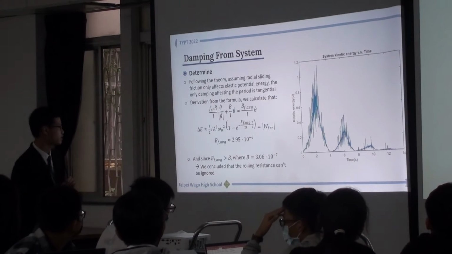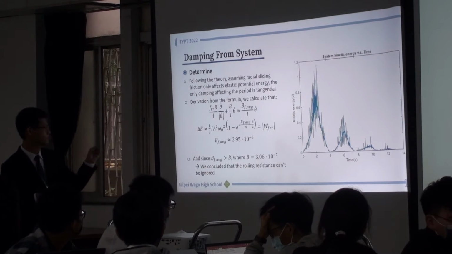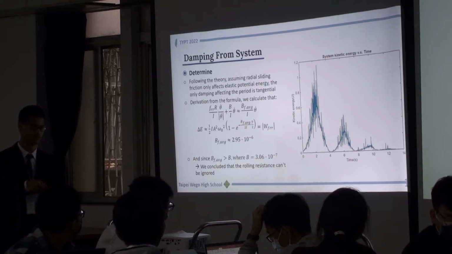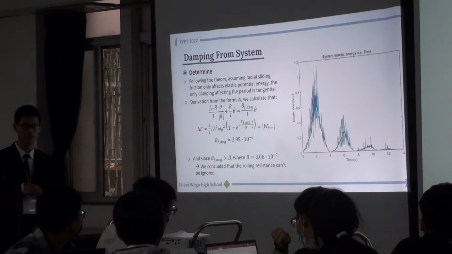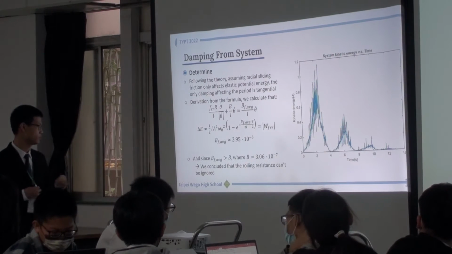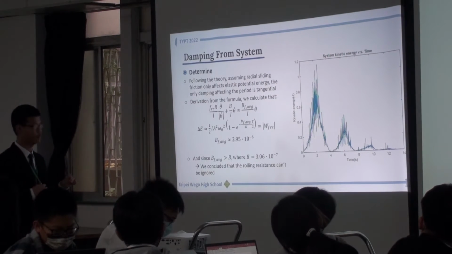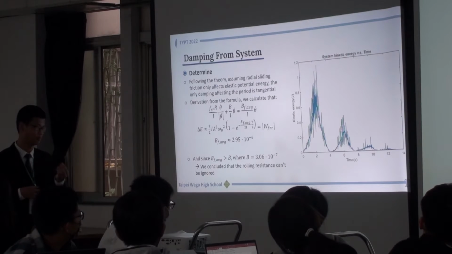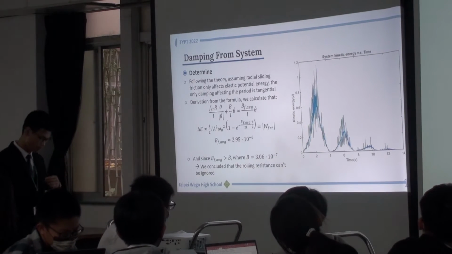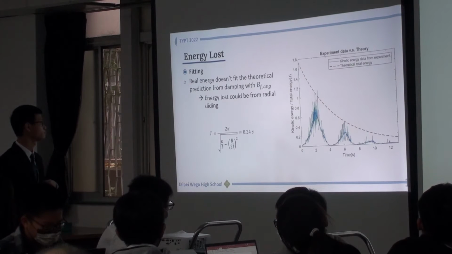And we can find that the actual B value is actually greater than the B value inside of a rubber band. So we can conclude that the rolling resistance cannot be ignored, and its effect on the rubber band balls is greater than the damping inside of the rubber band.